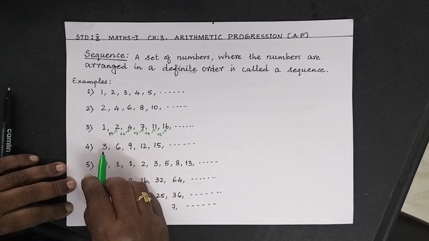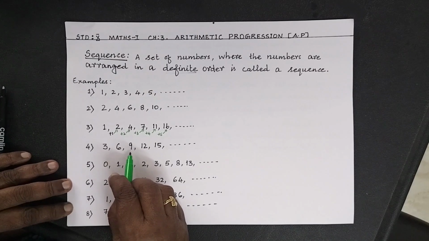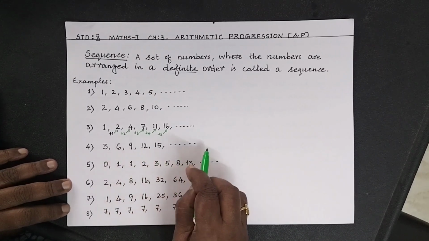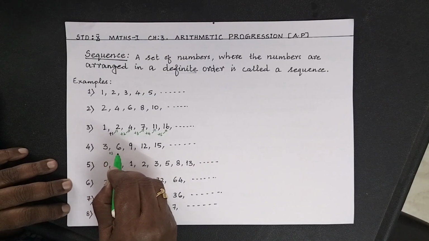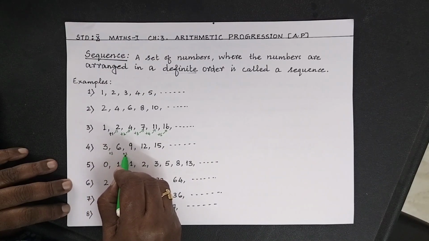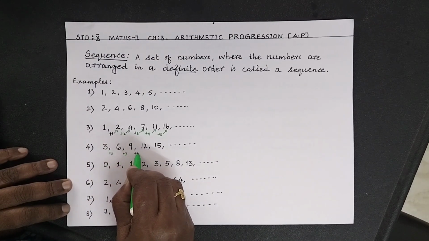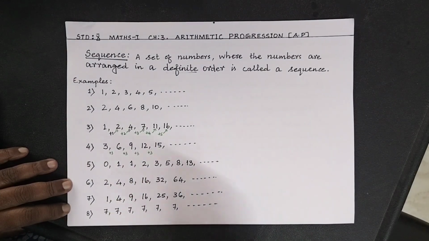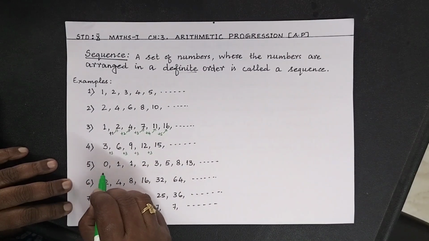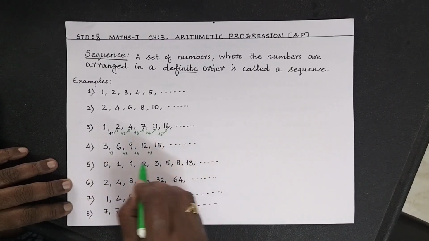Now look at this, this is 3, 6, 9, 12, 15, etc. Now the difference is 3. 3 plus 3, 6, 6 plus 3, 9, 9 plus 3, 12, 12 plus 3, 15 and so on. Now look at this, this is also a sequence.